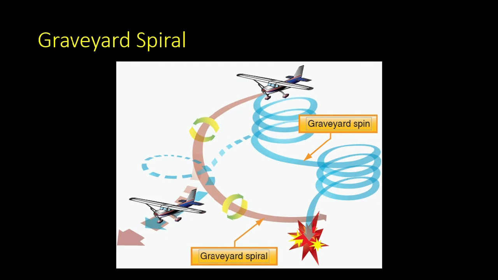The absence of any sensation of turning creates the illusion of being in a level descent. The pilot may pull back on the controls in an attempt to climb or stop the descent. This action tightens the spiral and increases the loss of altitude. This illusion is referred to as a graveyard spiral. This may lead to a loss of aircraft control.